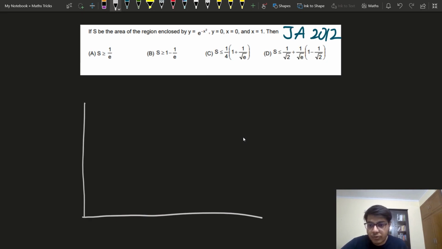First let's draw the graphs. This is x equals 0, y equals 0, x equals 1. Let's draw the graph. This is e raised to minus x square. This is x equals 1. This is 1 by e.